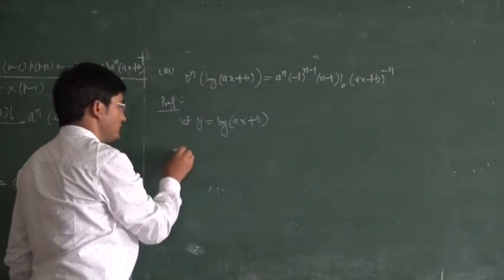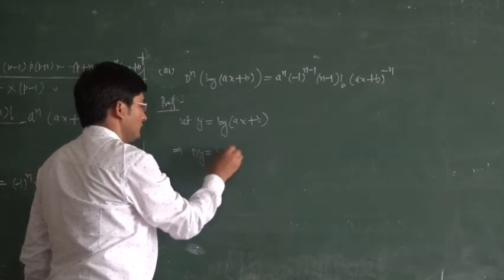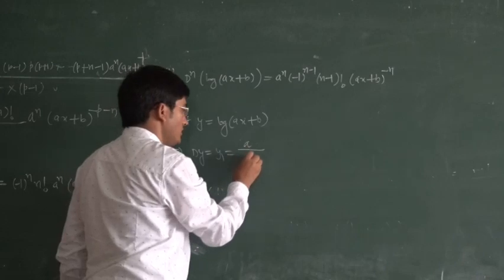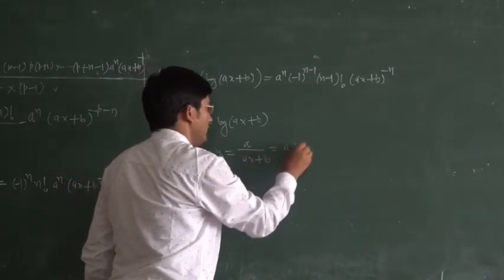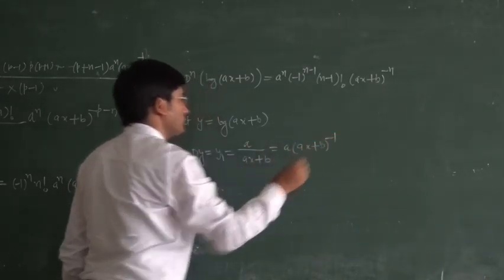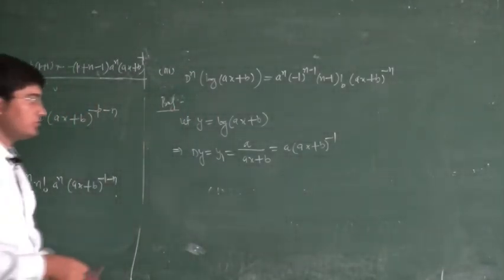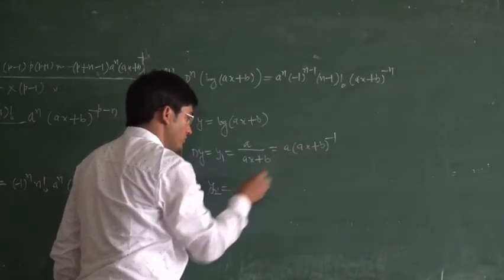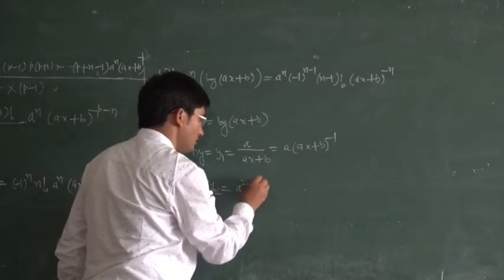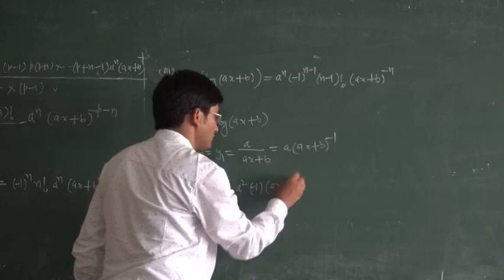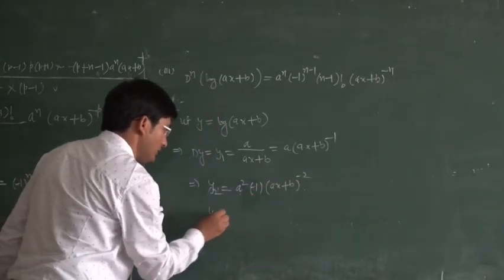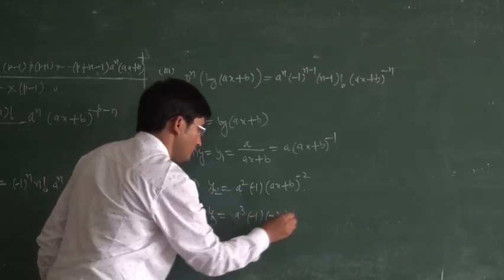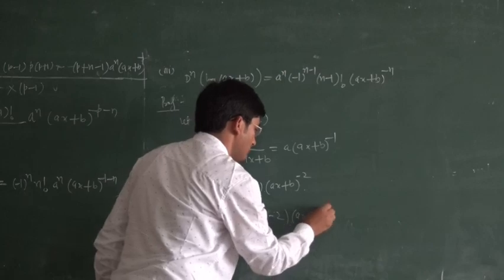So your one time differentiation of y will be, the differentiation of log x is 1 by x, and the differentiation of ax will be a. So we have a into (ax+b)^(-1). So this is your one time differentiation of y. Then y2. Now the second time differentiation of this one will be your a square into -1 into (ax+b)^(-2).